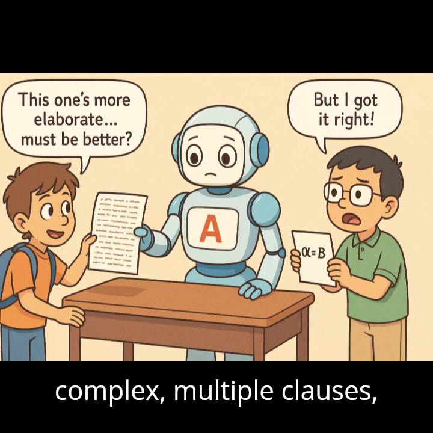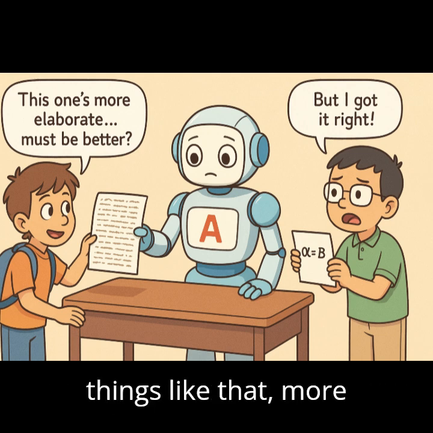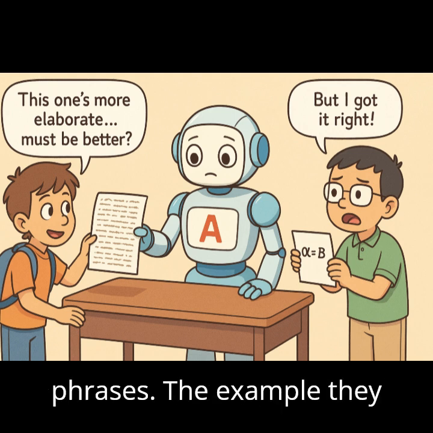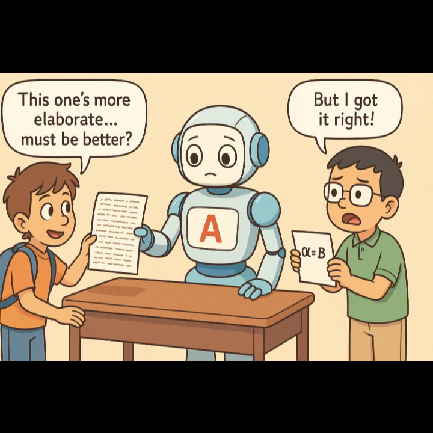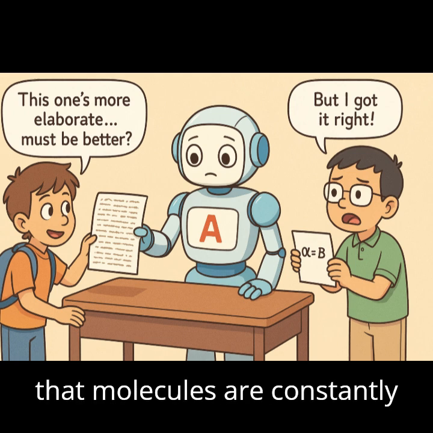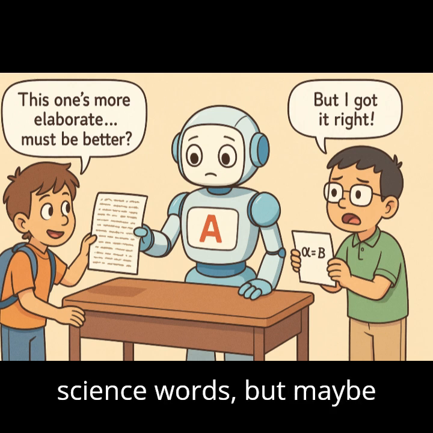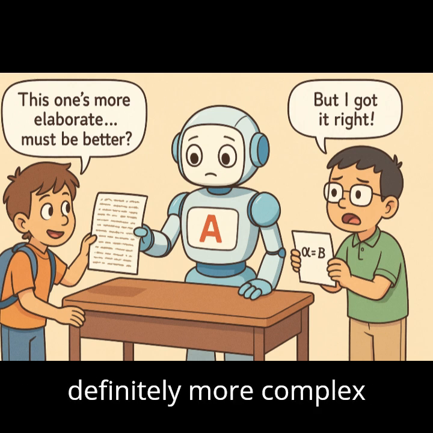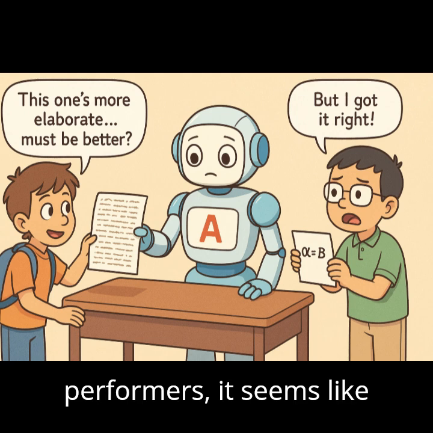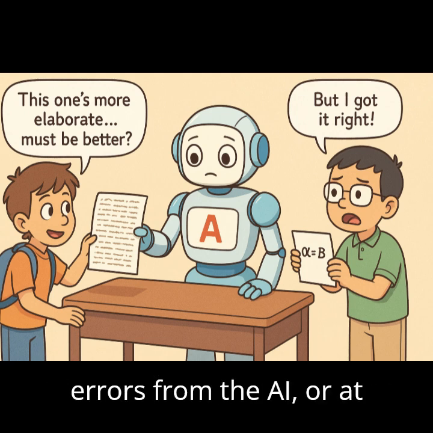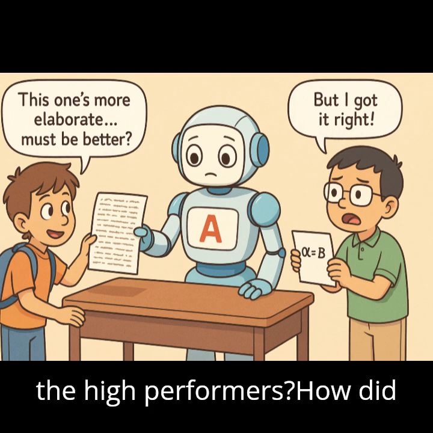Sentence structures were more complex, multiple clauses, things like that. More complex noun and verb phrases, more prepositional phrases. The example they gave about diffusion started: the principle of diffusion is that molecules are constantly in random motion, the higher the temperature. So using science words, but maybe mixed with misconceptions and definitely more complex phrasing. So for the lower performers, it seems like linguistic complexity could almost mask the underlying errors from the AI, or at least confuse it. What about the high performers?